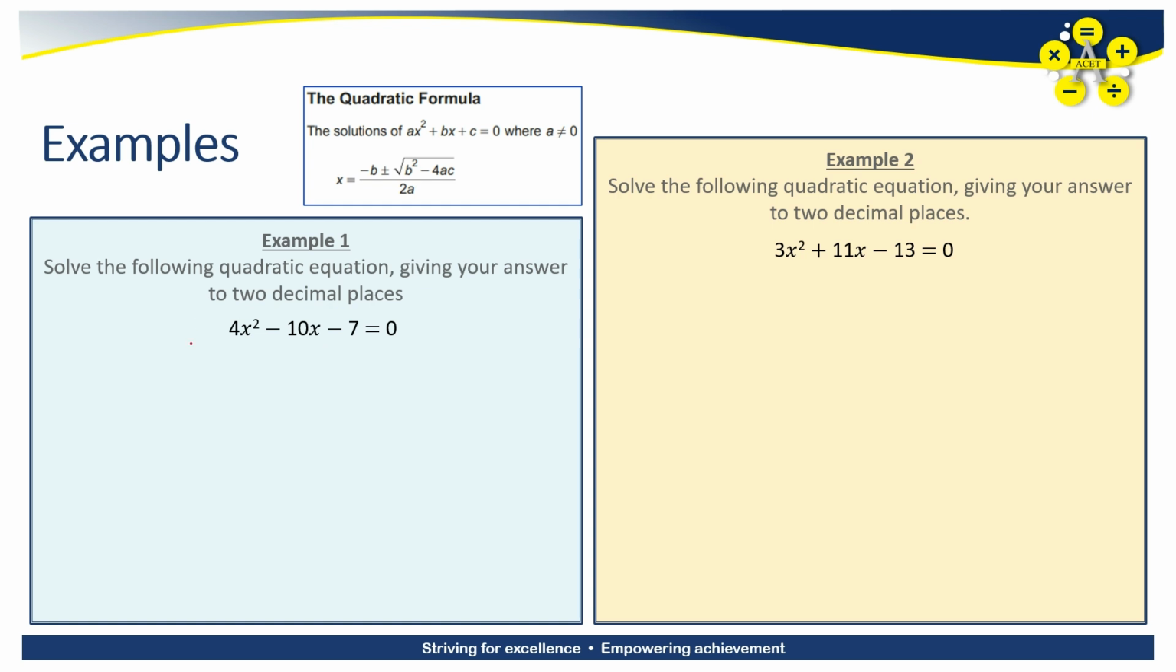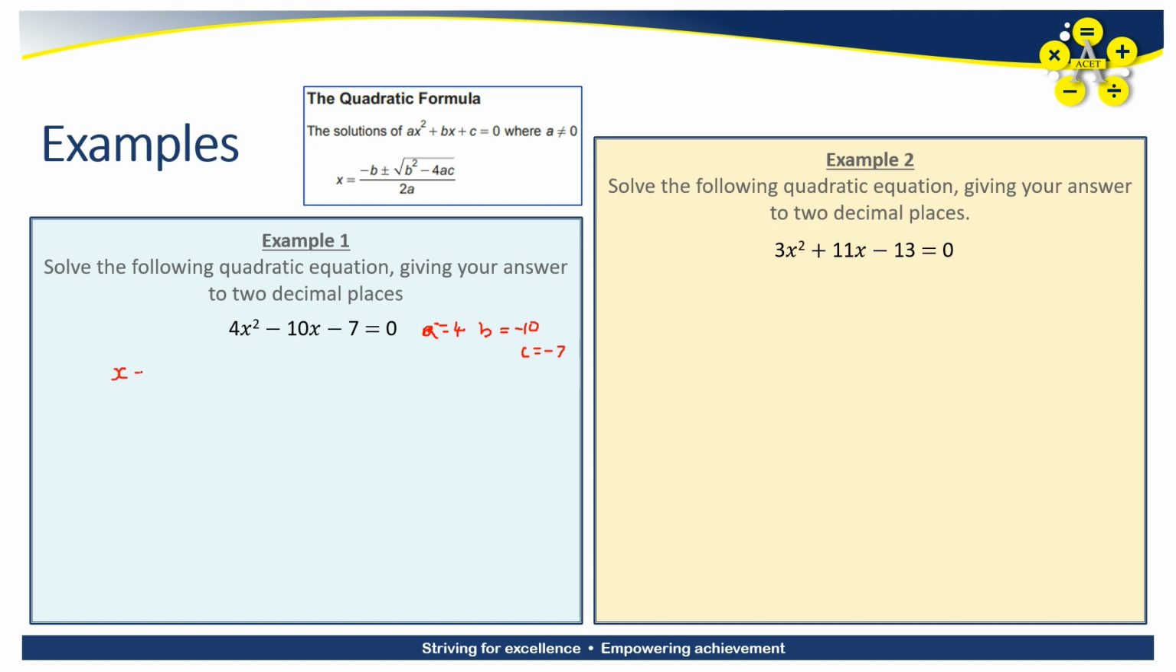So the first one, we've got 4x squared minus 10x minus 7 equals 0. So I'm just going to write it down just to remind myself what's happening. So a equals 4, b equals negative 10, and c is going to equal negative 7. So we're going to substitute that into this formula here.